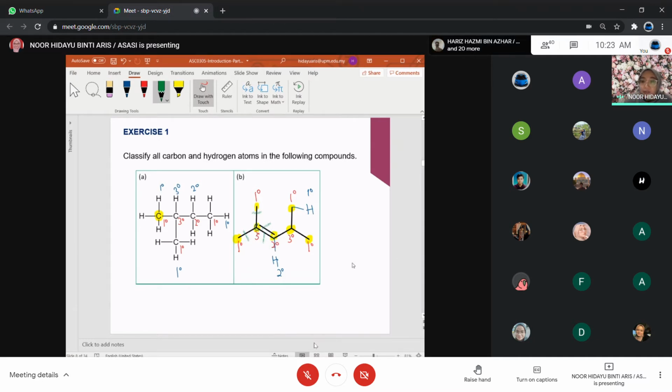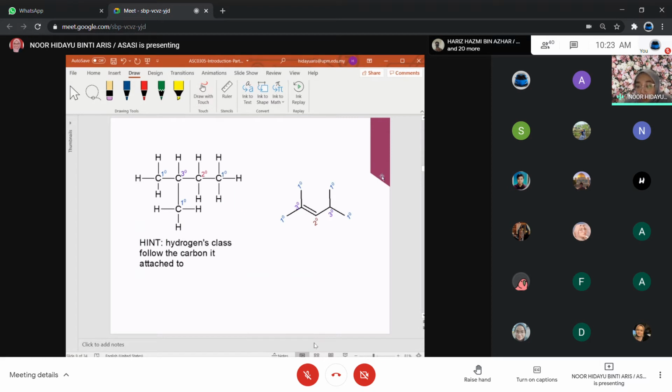Okay. So yang ni lah dia punya answer. It will be primary. So hydrogen yang bonded kat dia pun primary. So this one tertiary. There will be no hydrogen. Okay, kat sini ada satu hydrogen. So the hydrogen ni adalah secondary. Yang ni sama saja dengan yang ni. Okay, so hydrogen class follow the carbon it connected ataupun attached.